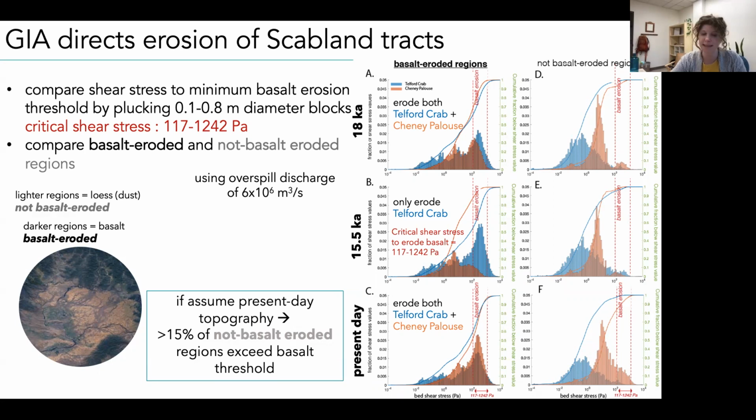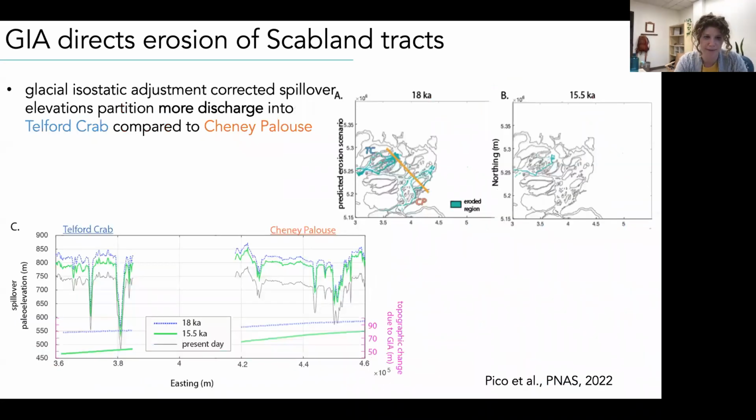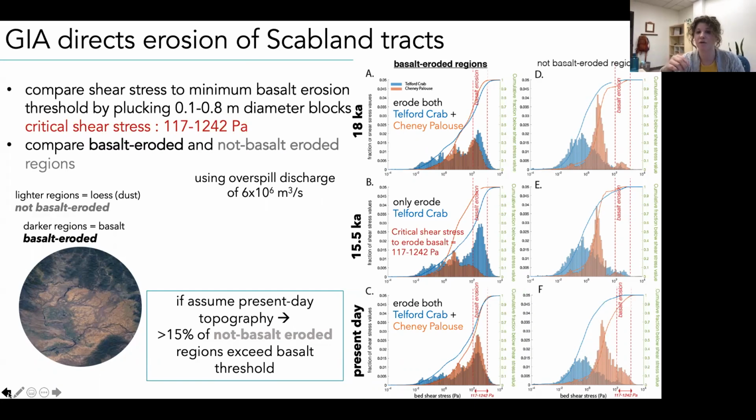But at present day, it's predicted that over 15% of these non-basalt eroded or less covered regions would exceed the threshold to erode basalt. And we know that that's not true. So this is another check that shows us that it's more realistic to run our flood calculations on topography that's corrected for glacial isostatic adjustment.